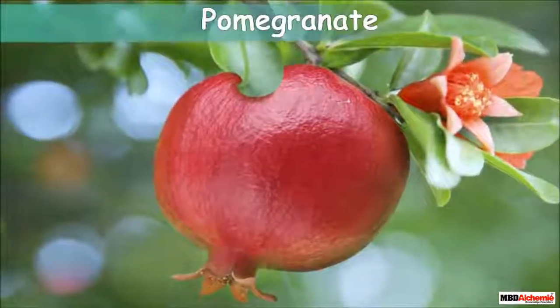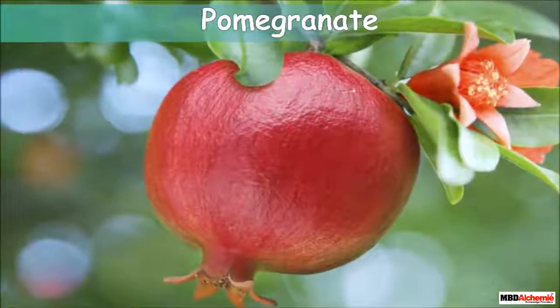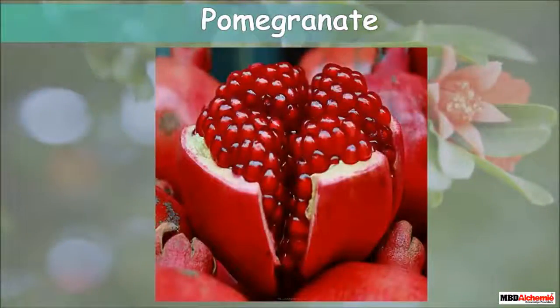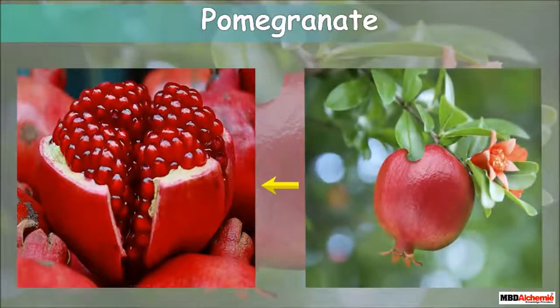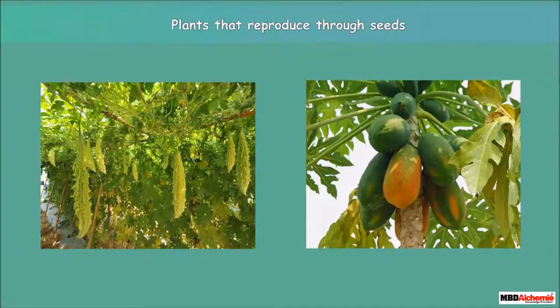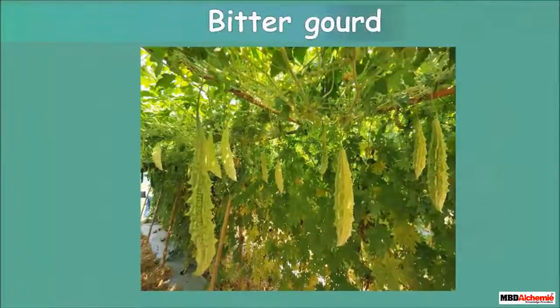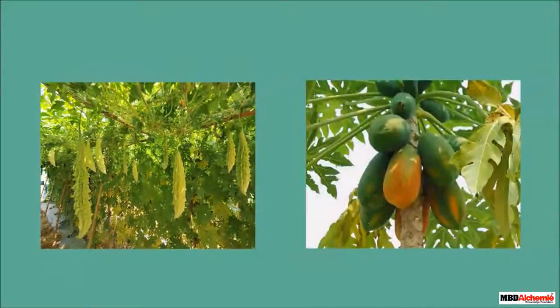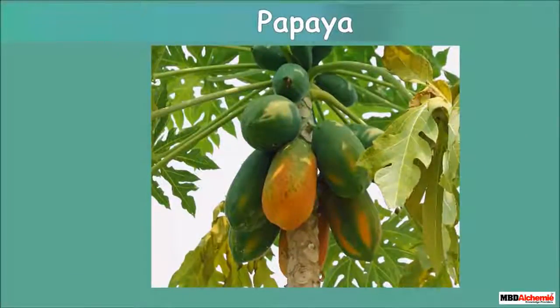Most plants, such as pomegranate, reproduce from seeds. Seeds, as you already know, are present inside the fruits, which in turn are developed from flowers. Some other examples of plants that reproduce through seeds are bitter gourd and papaya.